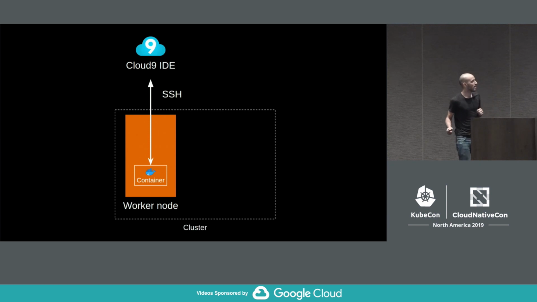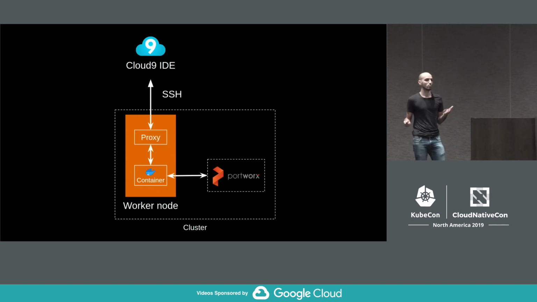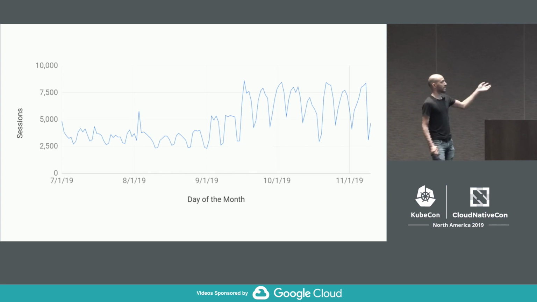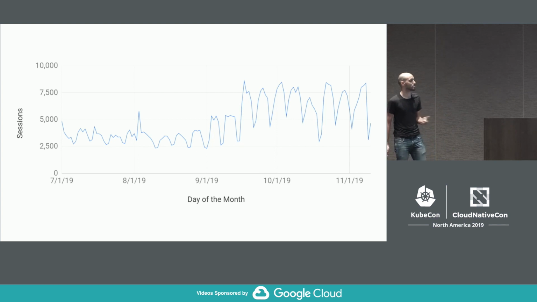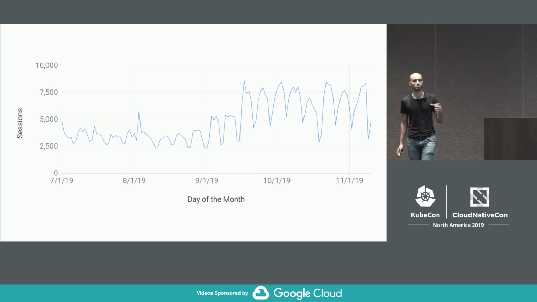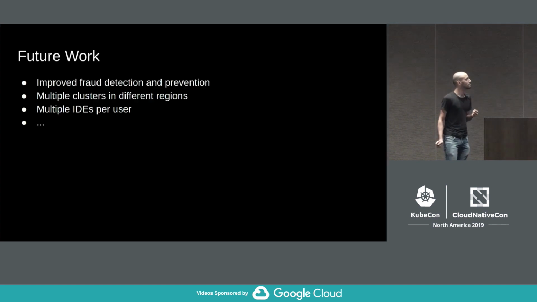And so here is another diagram. We have the container running on a worker node inside the cluster, and the IDE connecting to the container using SSH. And then we simply rely on Portworx for persisting students' files and folders. One takeaway here is that we're using Kubernetes and Portworx and maybe even Docker in an unusual way. But this is a graph from our Google Analytics dashboard, and it shows how many sessions we get per day. As you can see, since the start of the semester, we get about 8,000 to 8,500 users per day. And this solution seems to be working well so far.